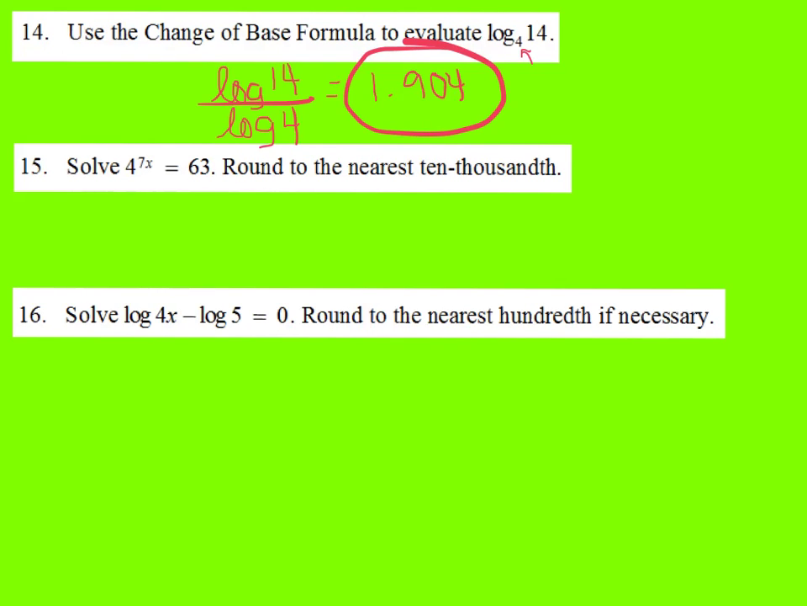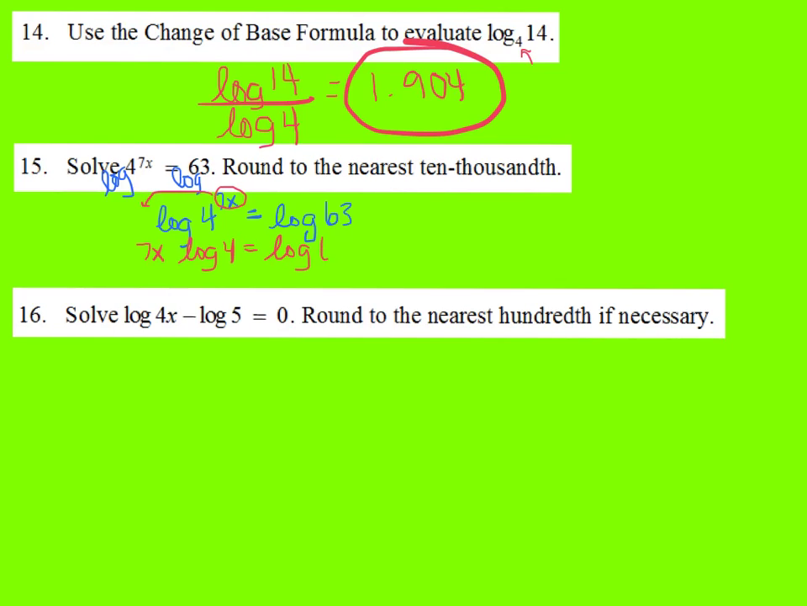Okay, now we're getting into solving. So this first problem, it says solve 4 to the 7x equals 63. I do not see any logs. This whole chapter has been about logs and e, and I don't see that here. So I'm going to insert log into both sides. So let me rewrite that for you. Log of 4 to the 7x equals log 63. Now using my properties of exponents, I'm going to take this 7x and move it to the front. So I get 7x log 4 equals log 63.